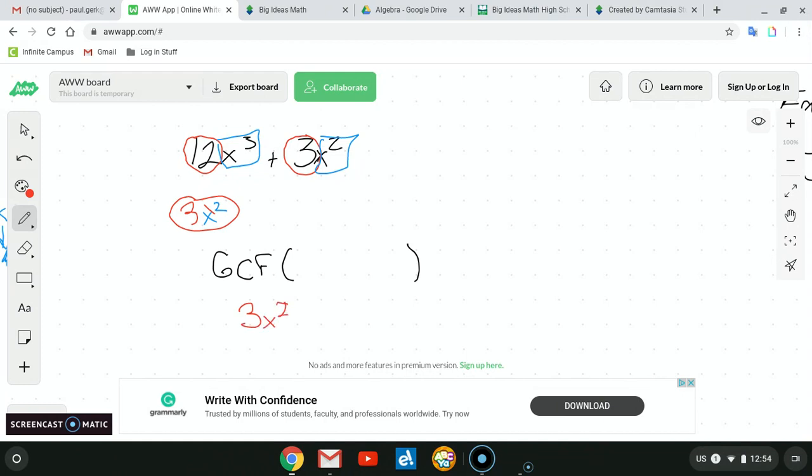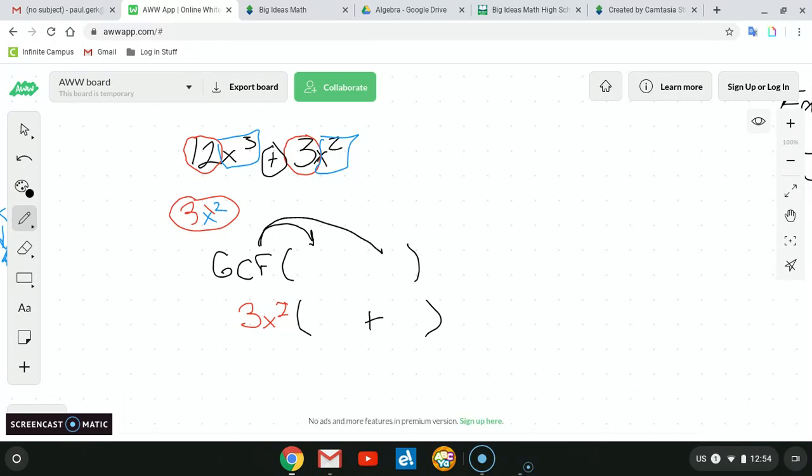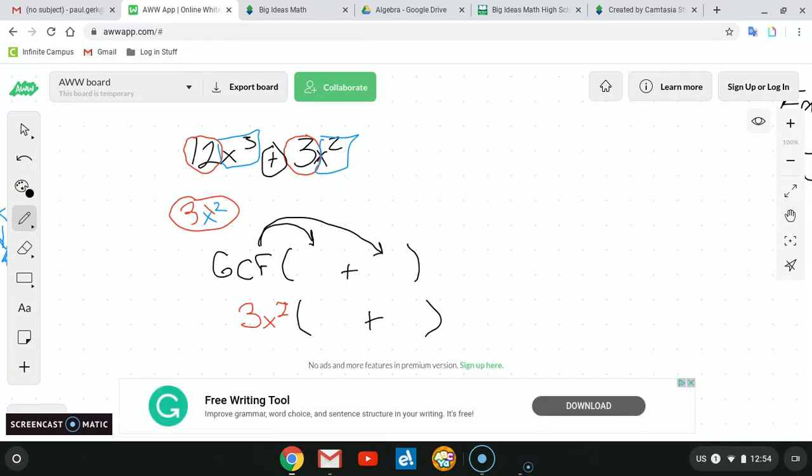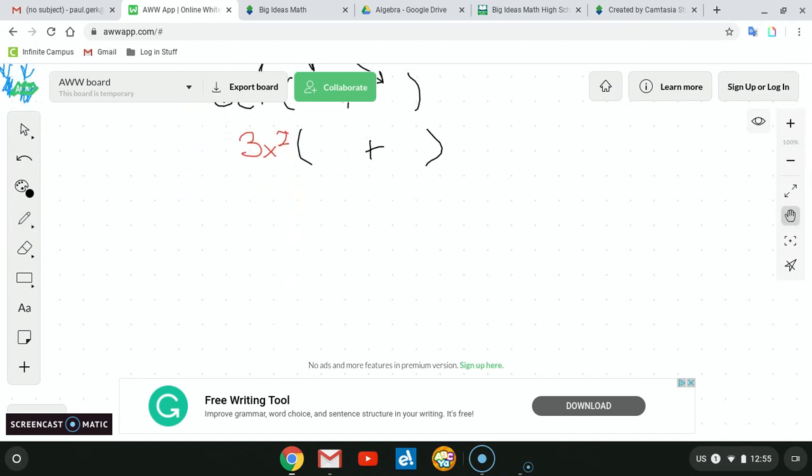So our GCF in this problem is 3x squared. So we're going to write our GCF right here. What we need to figure out, since we're undoing the distributive property, is what do we need to go inside of our parentheses? Well, definitely need our plus sign.